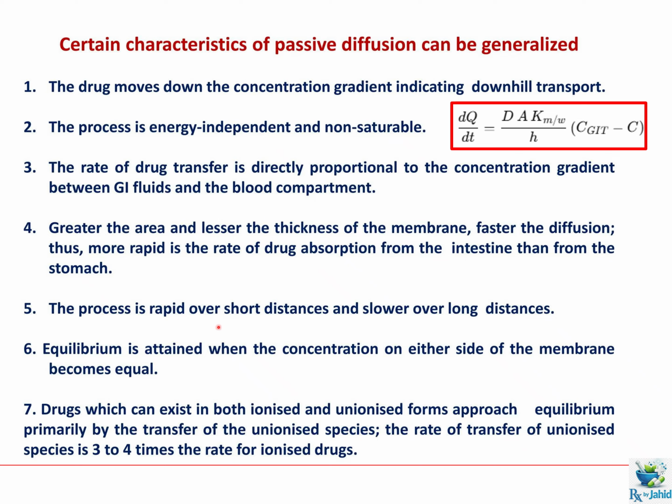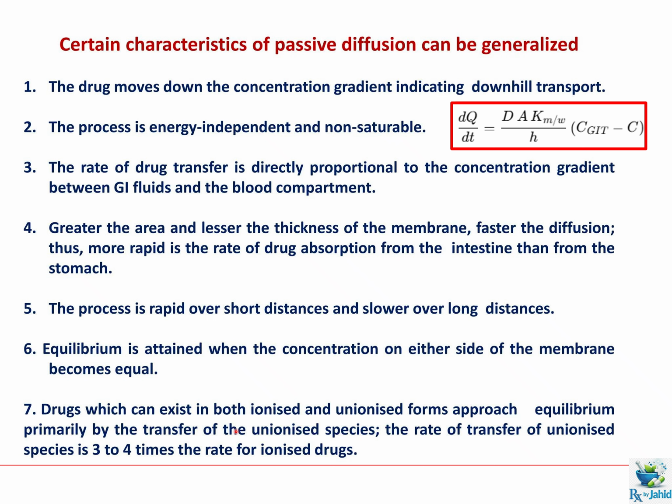The process is rapid over short distances and slower over long distances. Equilibrium is attained when the concentration on either side of the membrane becomes equal. You know, if the concentration gradient is zero, that is, if the concentration in GIT and the concentration in the blood become equal, then this will ultimately stop our diffusion.